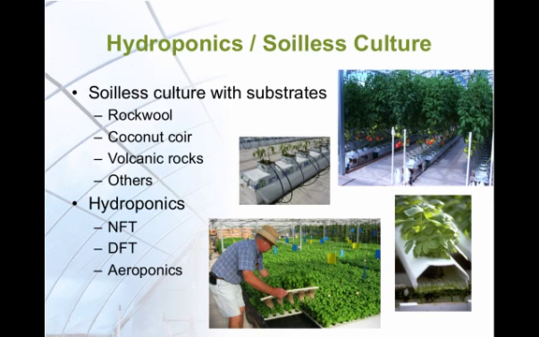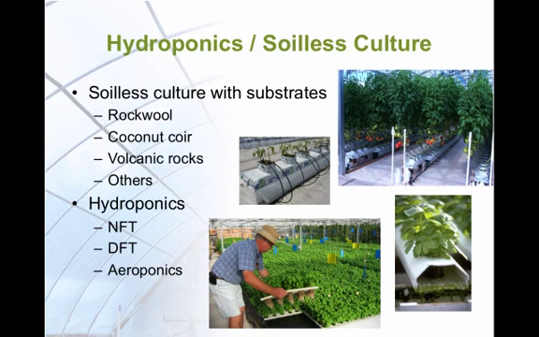In one of the previous slides, you learned that significant portion of greenhouse crop production is actually hydroponics or substrate culture. So soilless culture with substrates utilize several kinds of substrates, and growers pick and choose the most workable substrates that works the best for their crops. Examples are rock wool, coconut coir, volcanic rocks, and other substrates.